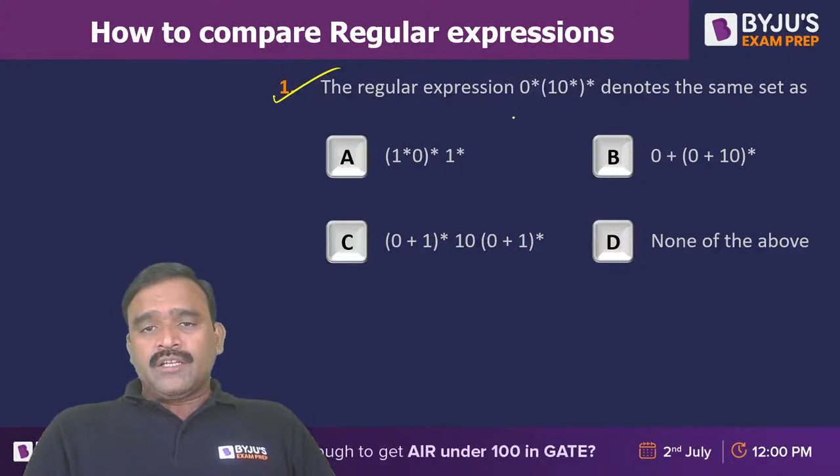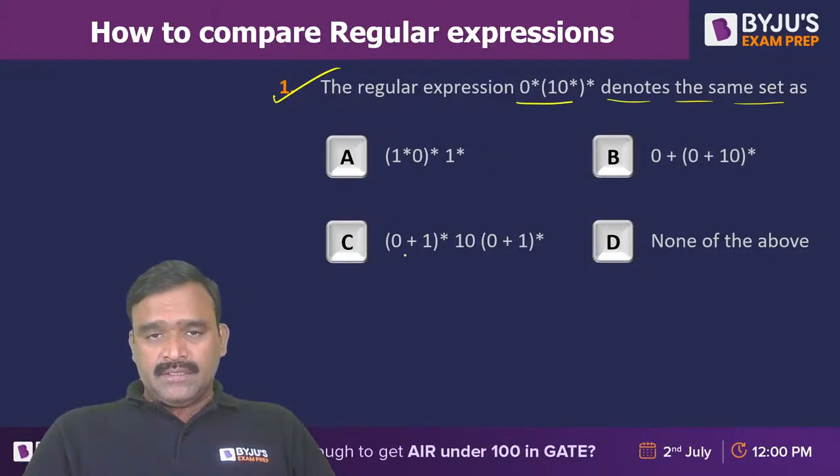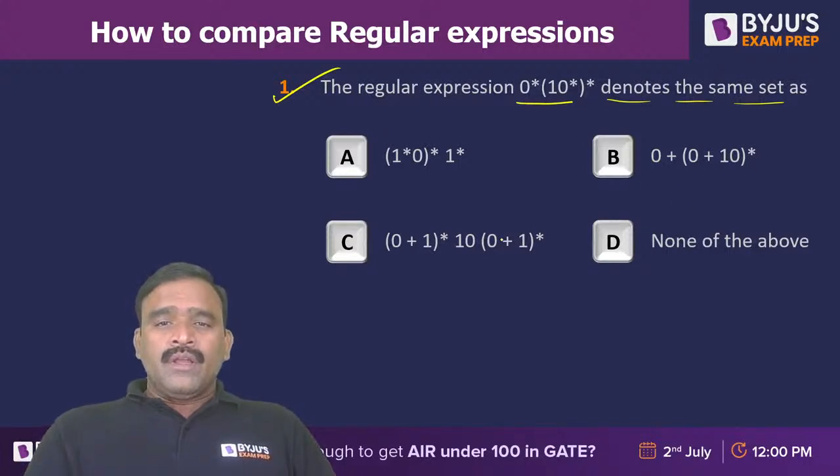First question: the regular expression (0*10*)* denotes the same set as option A: (1*0)*1*, and (0+10)*, and also (0+1)*10(0+1)*, none of these.